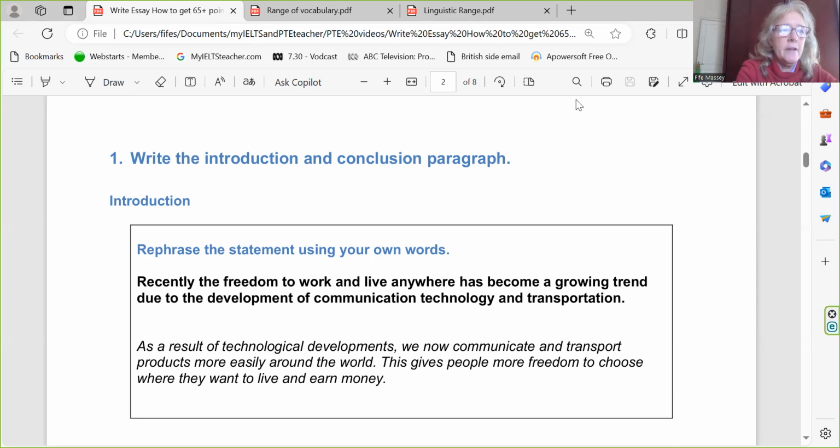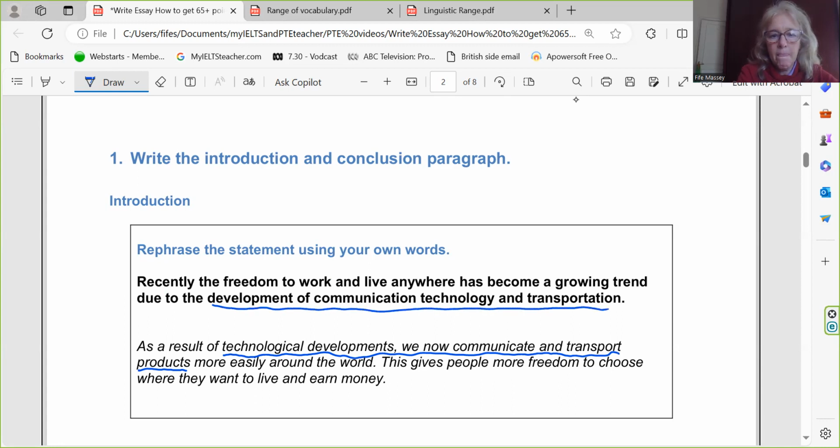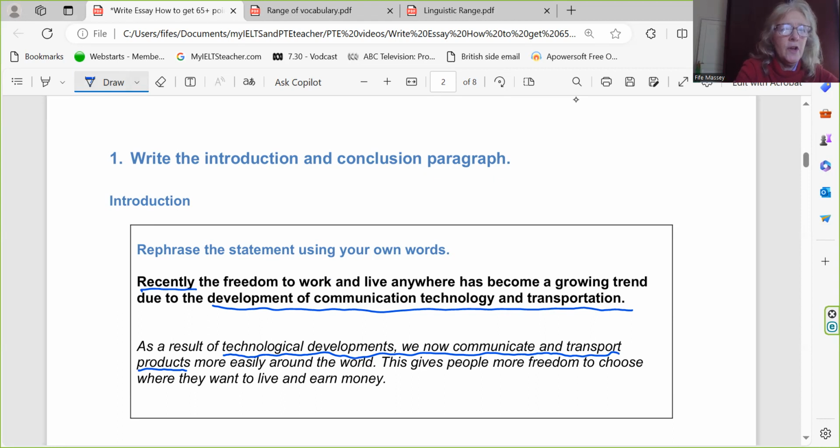So for instance, let's take a look at what we have here. We've got in my sentence, as a result of technological developments, we now communicate and transport products more easily around the world. That is different from what it said in the essay statement they gave us, which was this phrase here. Notice I changed recently to now. What else have I tried to do?